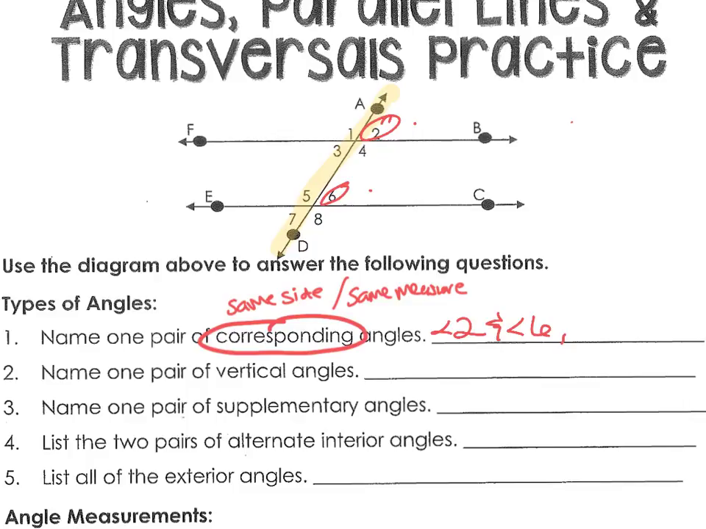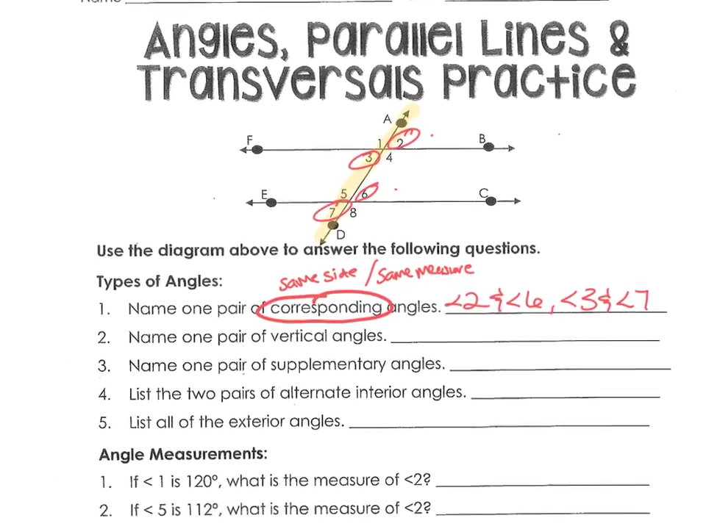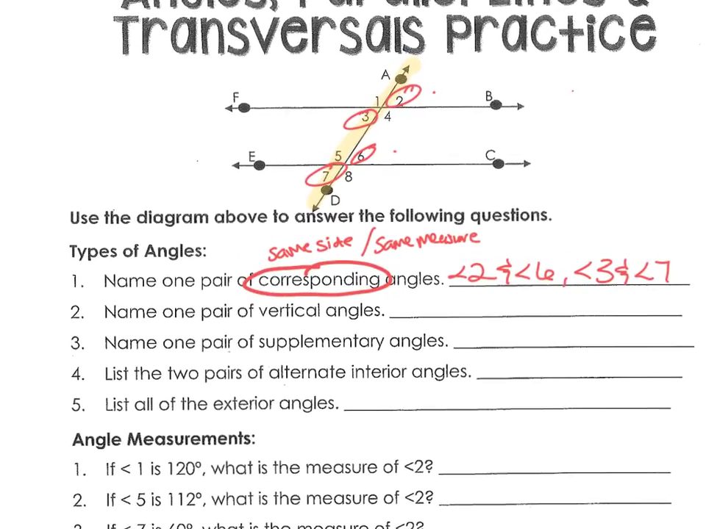If we're looking at the other side of the transversal, 3 and 7. Angle 3 and angle 7. So that would be corresponding, the same angle measure on the same side of the transversal, and that means that they have the same measurement. So then I'm going to erase as I go so it's a little bit clearer.